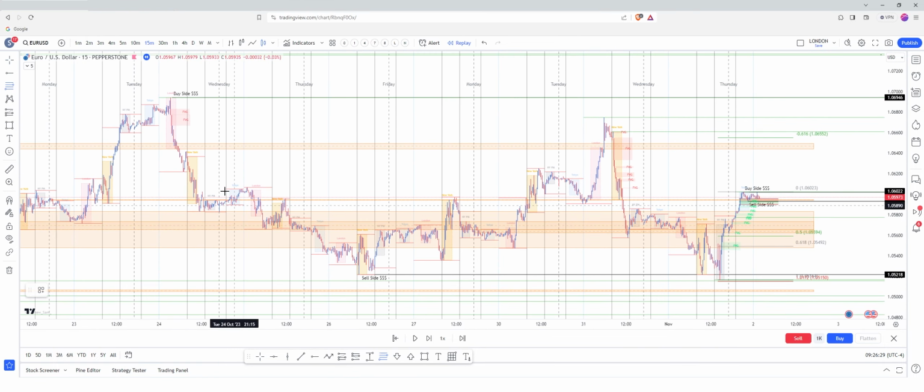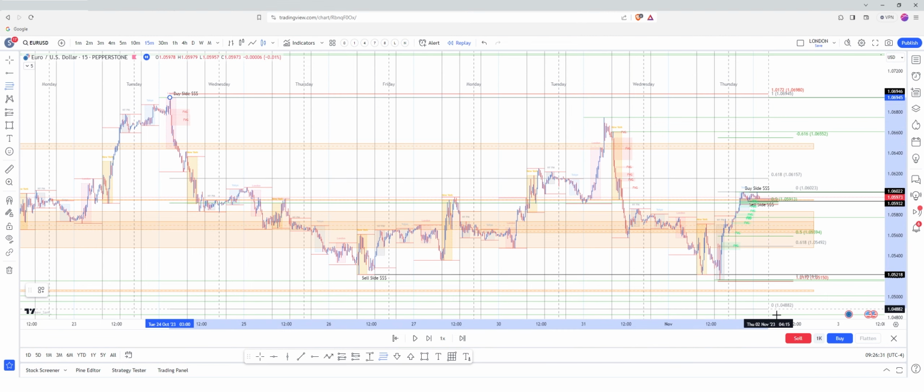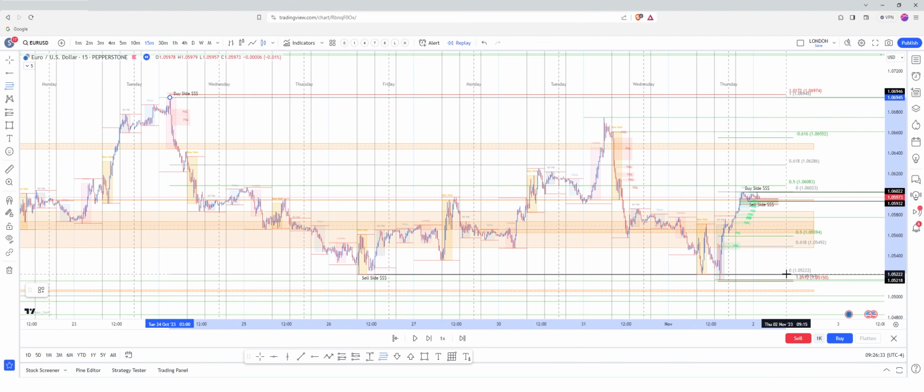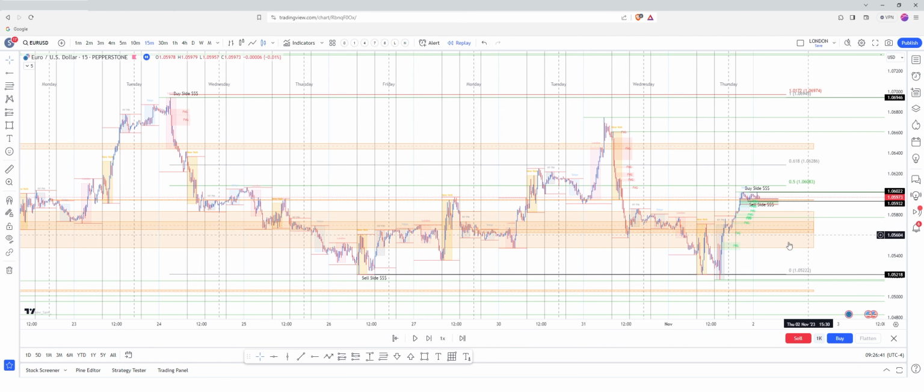If we look on a fib, I'm just highlighting the whole of last week's range. We are currently in a discount. Let me just remove this fib here. So you can see anything below 50% is a discount of the range, and anything above 50% is a premium. We're going to be looking for buys in a discount and sells in a premium if we're believing we're coming up possibly to take out London high.